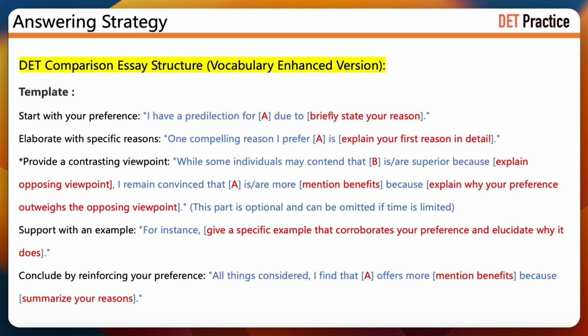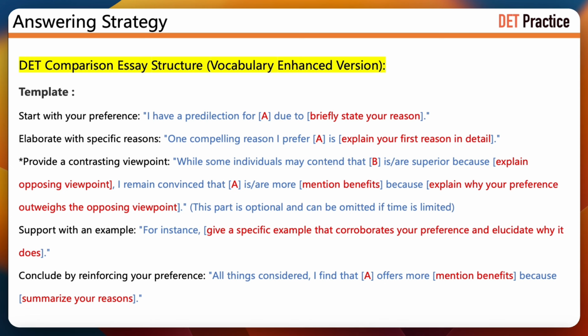This enhanced version of the DT comparison essay structure template focuses on elevating the vocabulary and phrasing to demonstrate a higher level of language proficiency. Let's break down the key improvements. Starting with preference, the phrase "I have a predilection for" replaces the simpler "I prefer," showcasing more sophisticated vocabulary. Elaborating with reasons, "One compelling reason I prefer" is used instead of "one reason I prefer," adding emphasis and complexity to the sentence structure. Providing a contrasting viewpoint.